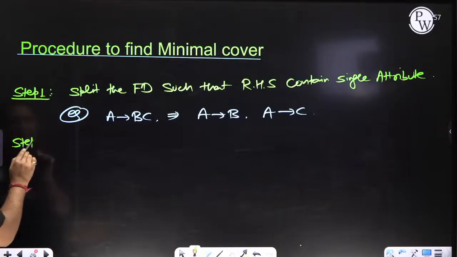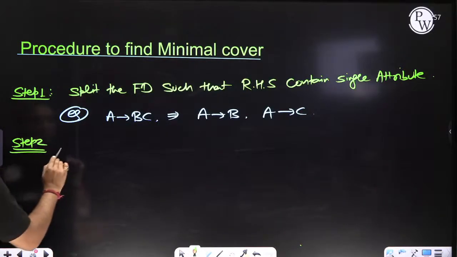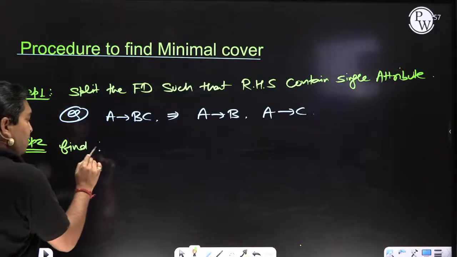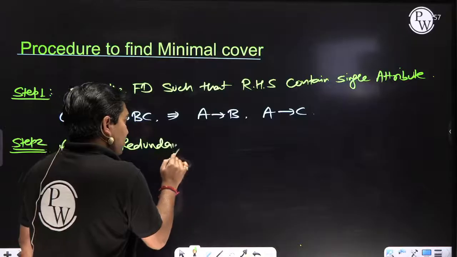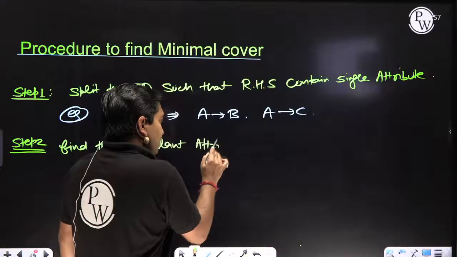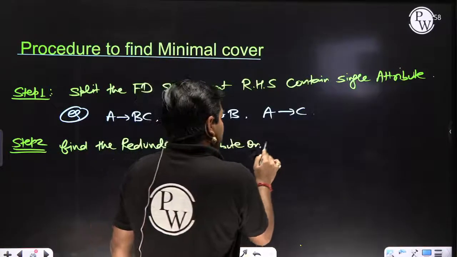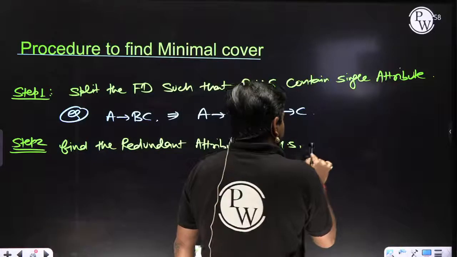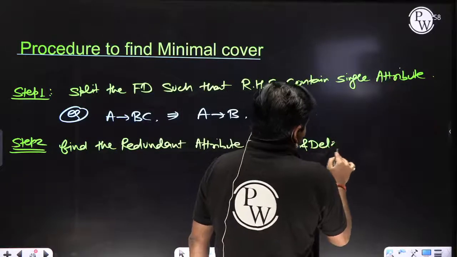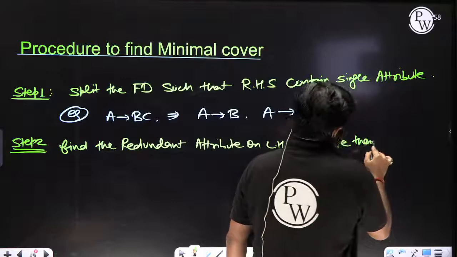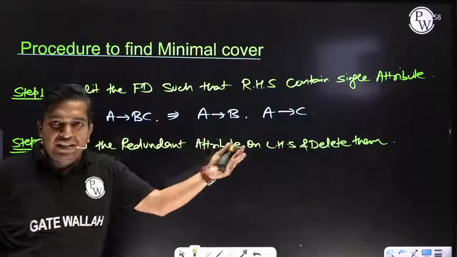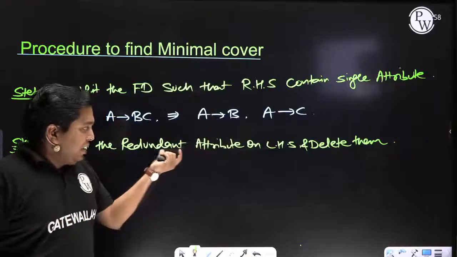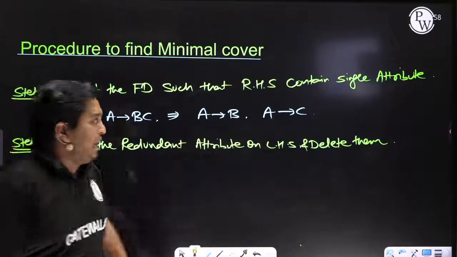Step number two. Find the redundant attribute on LHS and delete them from the FD. First of all, we do the simplification on the RHS side, then we find the redundant attribute on the LHS.